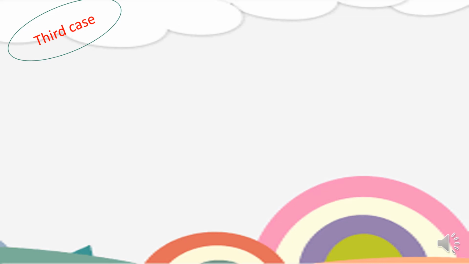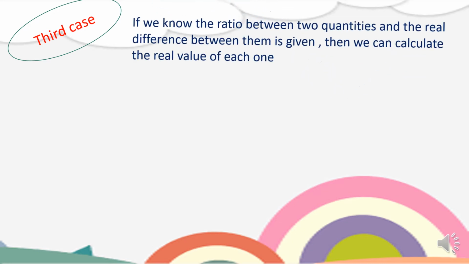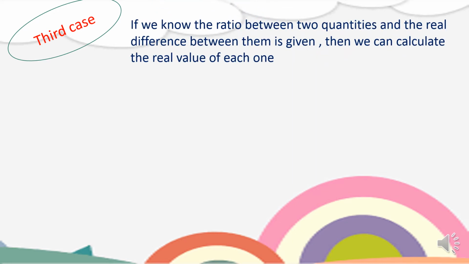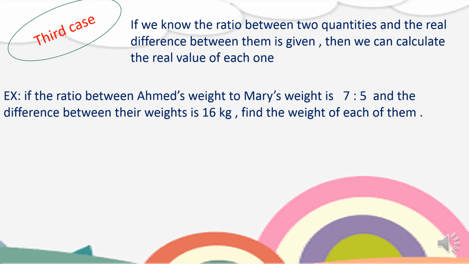The third case, if we know the ratio between two quantities and the real difference between them is given, then we can calculate the real value of each one.